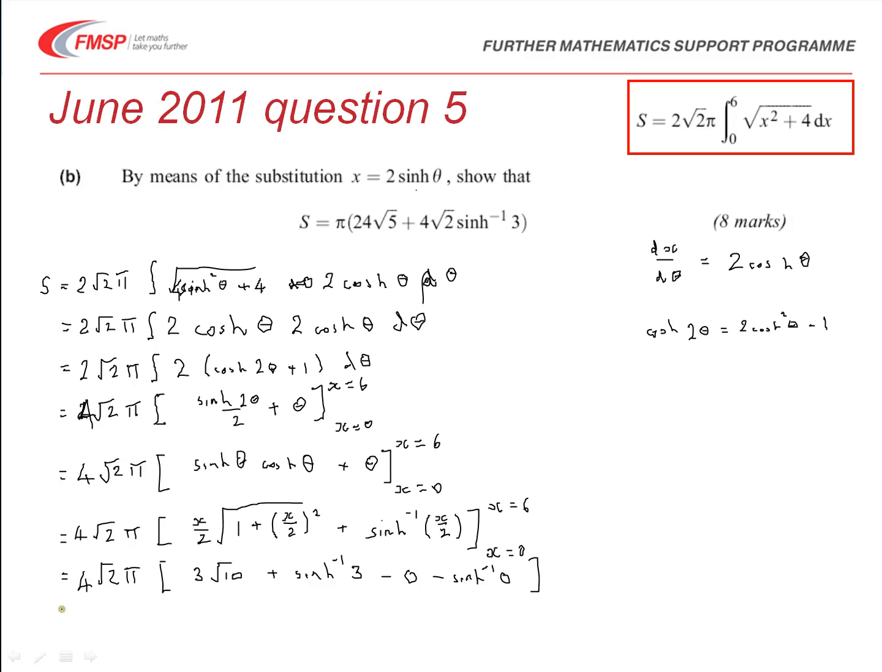Okay, so now it's just a case of tidying it up into the form that they want, and you can see we've got a pi as a factor. We take the 4 root 2 and multiply it by 3 root 10. Well, 3 times 4 is 12. Root 10 can be written as root 2 root 5, which will give you another root 2 times the root 2 here, which will give you another 2. Double the 12, that makes 24 root 5, as required. And then the sine to the minus 1 of 3 is multiplied by the 4 root 2 that you brought into that first part inside the bracket.